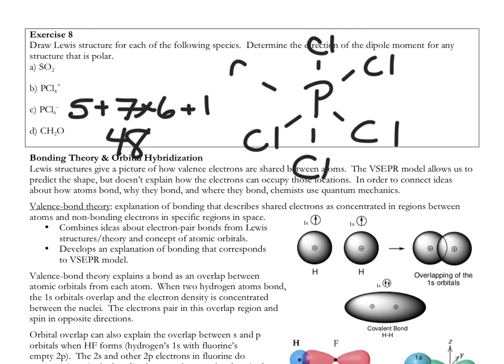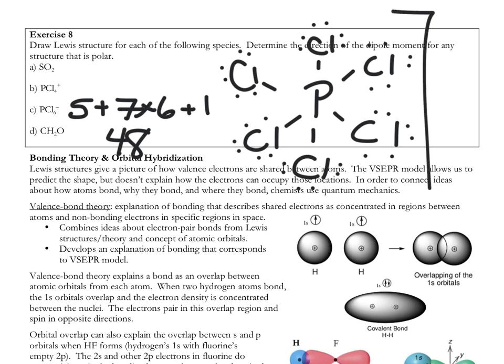The reason we're able to have an expanded octet is that phosphorus is in period 3. Things in period 3 and lower can have expanded octets because the nucleus and the atom is large enough to accommodate the extra bonds. When we have a polyatomic ion, we put the brackets around it, and when we look at this, we've got 1, 2, 3, 4, 5, 6 electron regions.